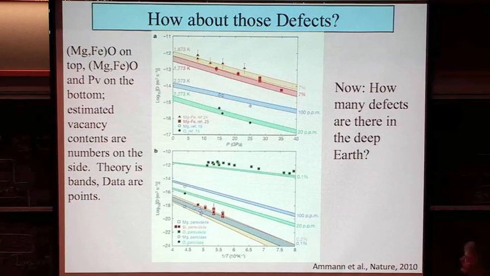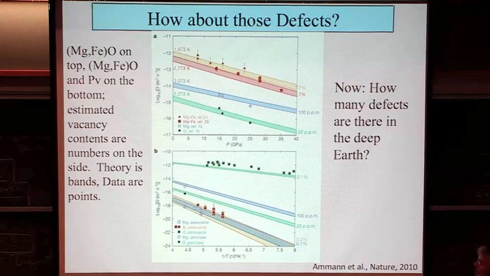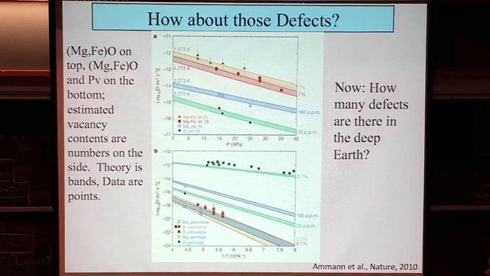And if you look at the corresponding relations, and this is plotted in terms of 1 over temperature, so temperature is increasing to the left here. This is the diffusion rates for both MgFeO and perovskite, with MgFeO down here, silicon in perovskite right here, and oxygen in perovskite up here. And you see that in this simulation, and this is a simulation with data plotted on it, the bands are theoretical simulations.